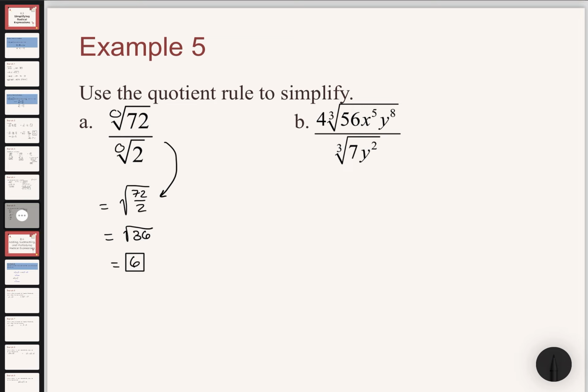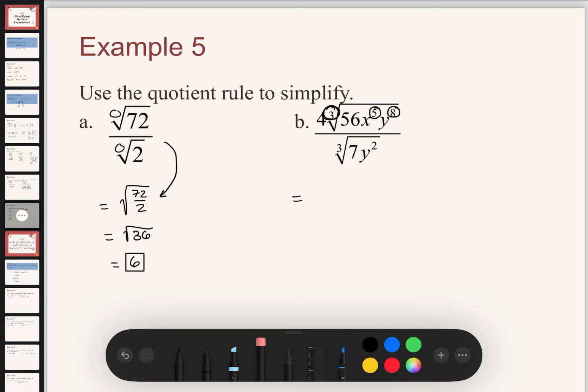Okay, this one looks complicated. Break it down. Take it step by step. I have 4 times the cube root of 56 x to the 5th, y to the 8th. So again, what I'm noticing here is x to the 5th, y to the 8th, those are both larger than the index out here, which means I will be able to simplify and pull out some x terms from under the radical sign.